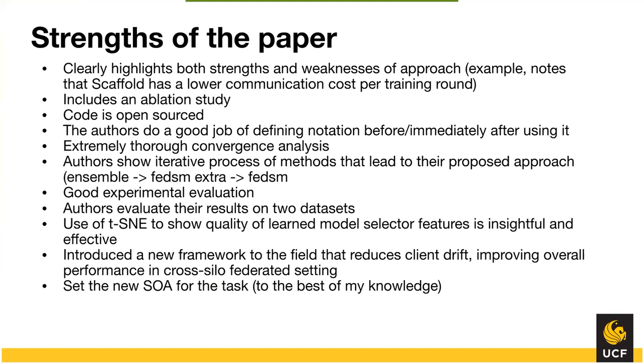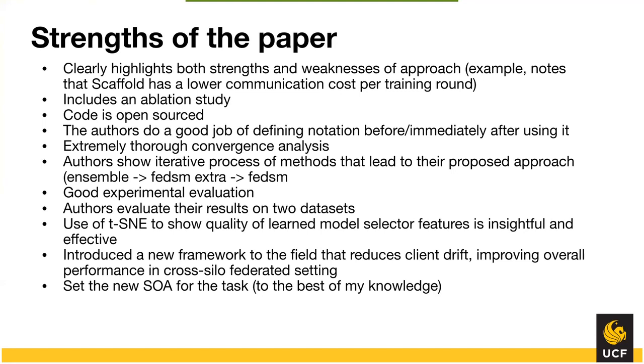So some strengths. I really liked that the authors highlight the strengths and weaknesses of their approaches when they are describing their training and inference algorithm. For FedSM, they mentioned that scaffold has a better communication complexity because it doesn't have to transfer over the personalized model weights. I also liked when they were describing their model selector, they walked through the approaches that led them to the heuristic of just selecting the index of the local client. I thought that was nice, and I don't see that often. So that was something interesting that set it apart.